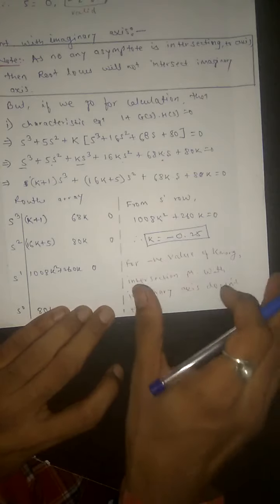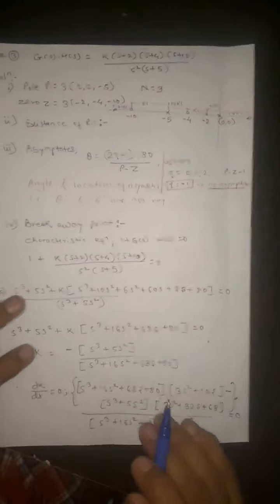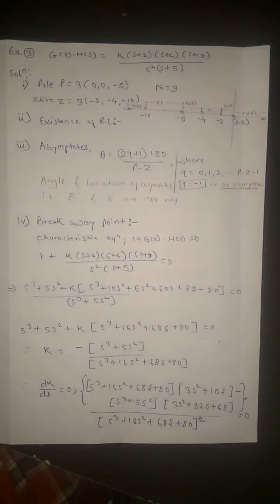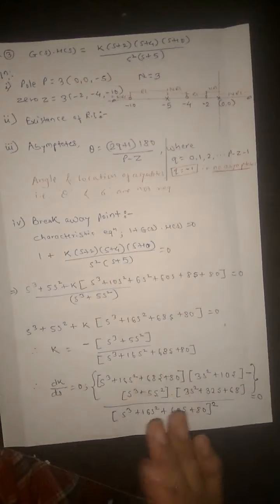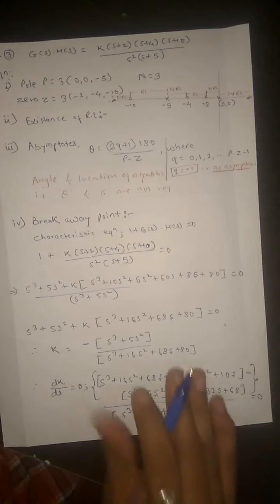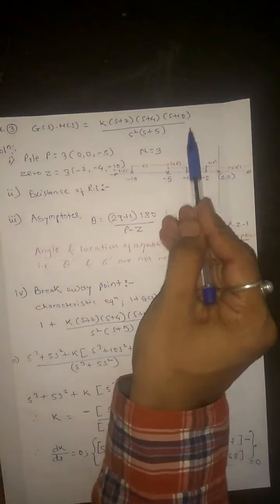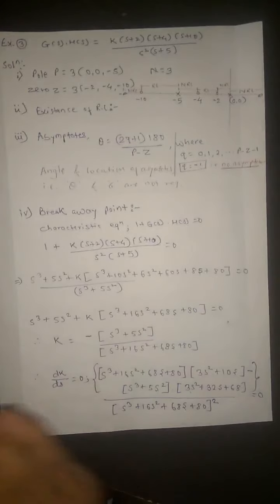So the calculation part is over, and we will draw the root locus now. Again, no need to calculate the angle of departure and angle of arrival because we don't have any complex pole or complex zero. So let us draw the root locus.